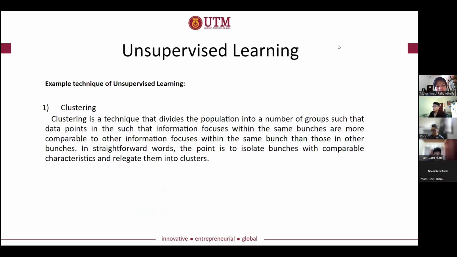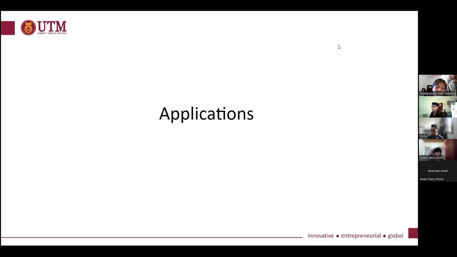Because partially supervised learning is not commonly used, we can continue to the explanation of one of the techniques of unsupervised learning, which is clustering. It is a technique that divides the population into a number of groups such that data points within the same group are more similar to each other than to those in other groups. In simple words, the aim is to separate groups with similar characteristics and assign them into clusters. We can continue to the next slide.